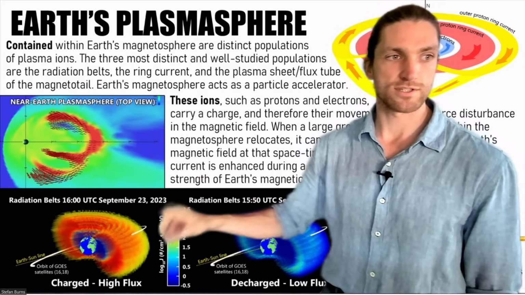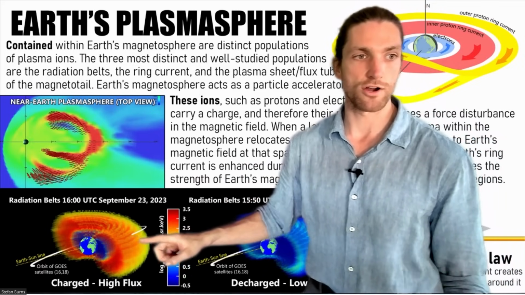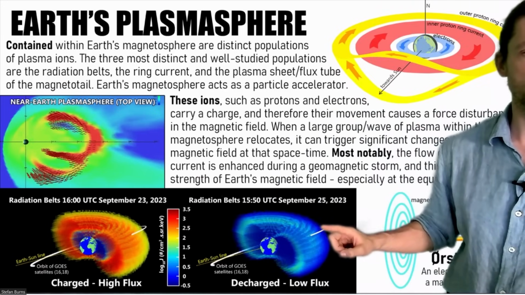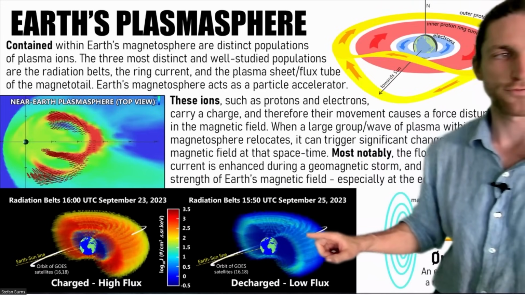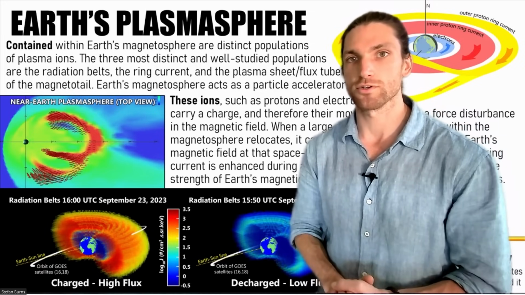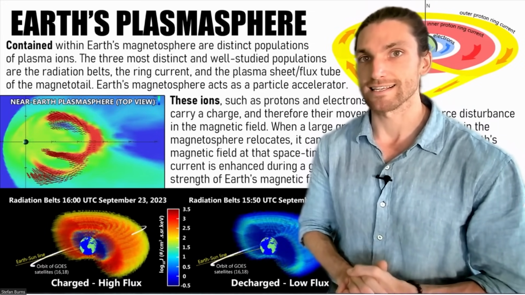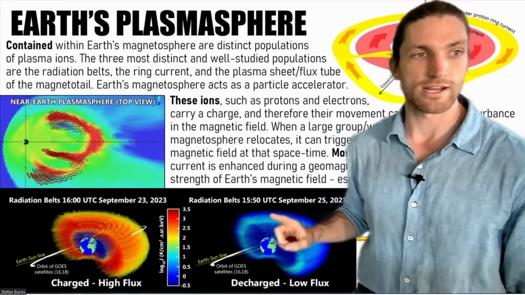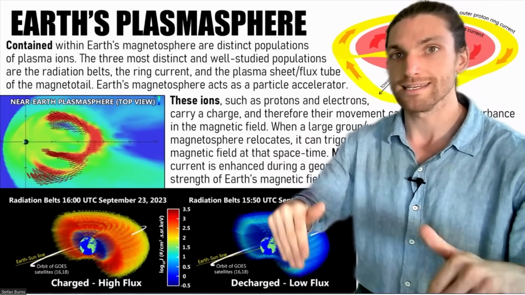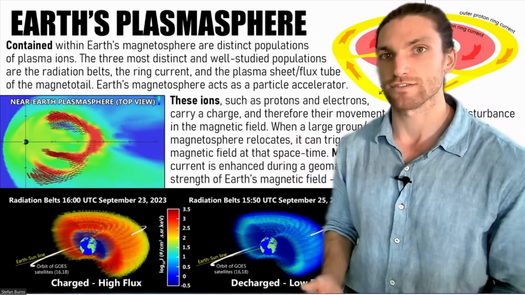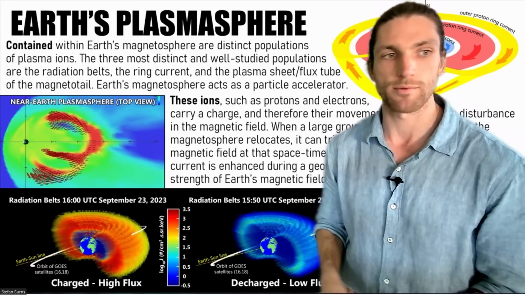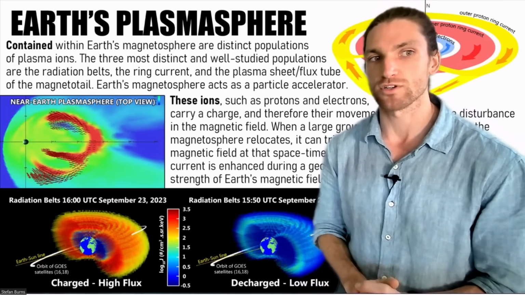So we have, for example, the radiation belts. Here they're charged. Here you can see that they're decharged, they have a low flux, and this will alter the magnetic field at the surface of the planet. Specifically at the South Atlantic Anomaly, these radiation belts actually dip really deeply into the ionosphere to an altitude of about 200 kilometers. That weakens Earth's magnetic field.